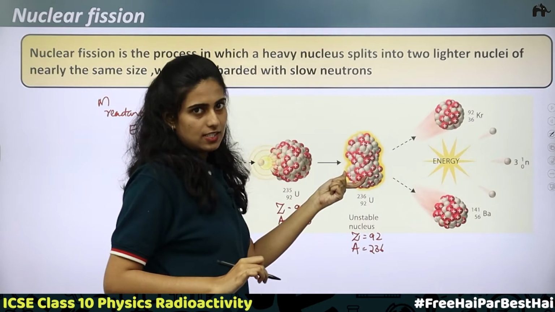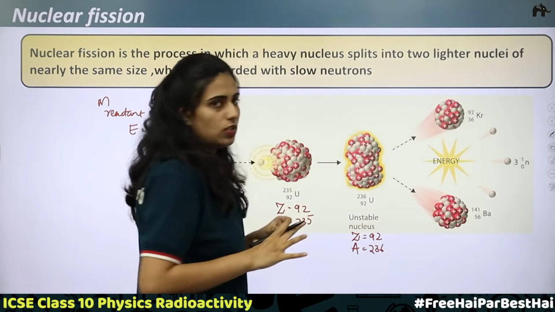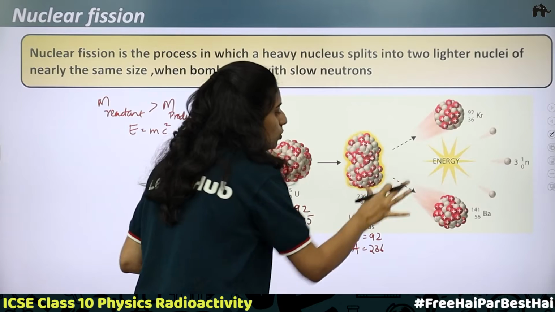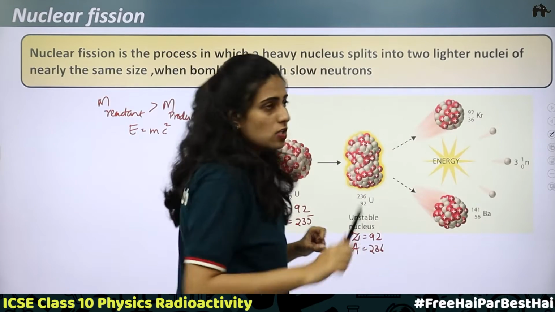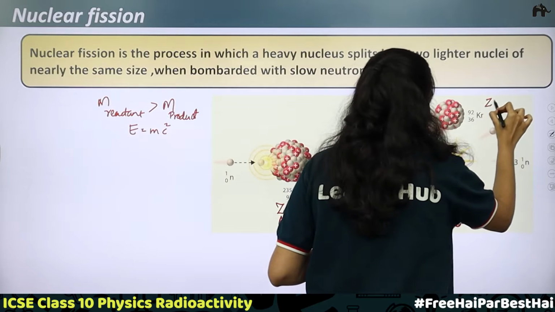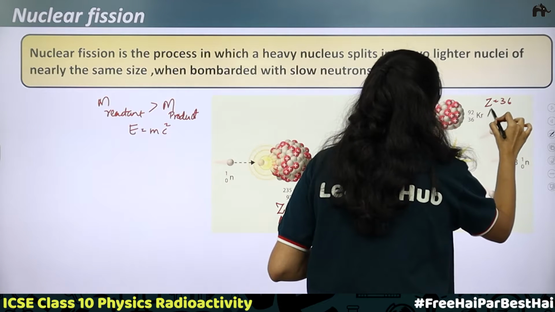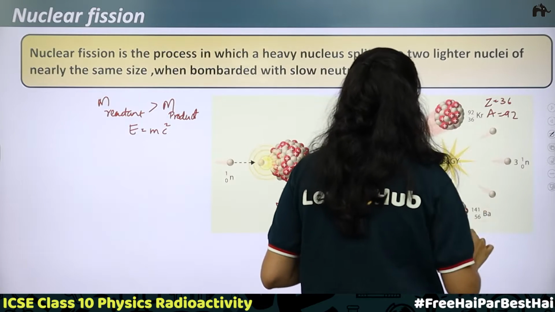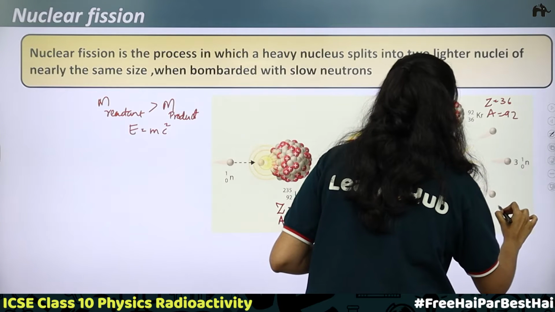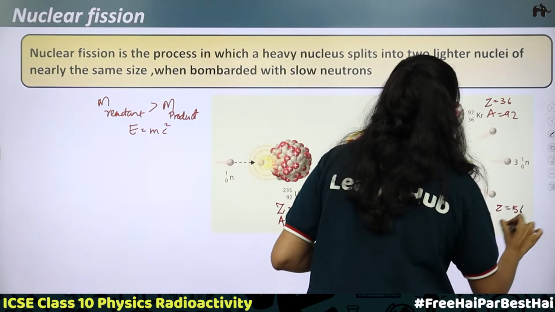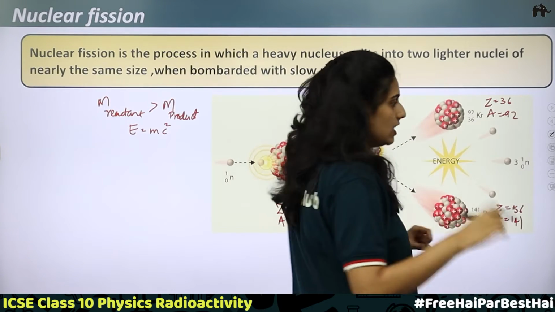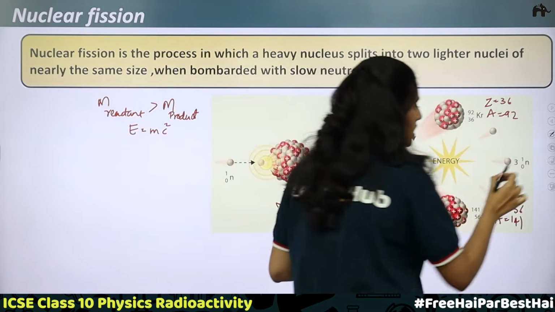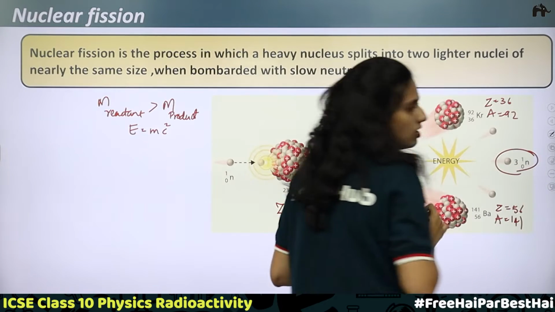This is unstable. So this unstable nucleus now splits into two lighter nuclei. One is krypton and the other is barium. So here for krypton the atomic number is 36 and the mass number is 92. For barium the atomic number is 56 and the mass number is 141. With this, energy is released and 3 neutrons are also released.